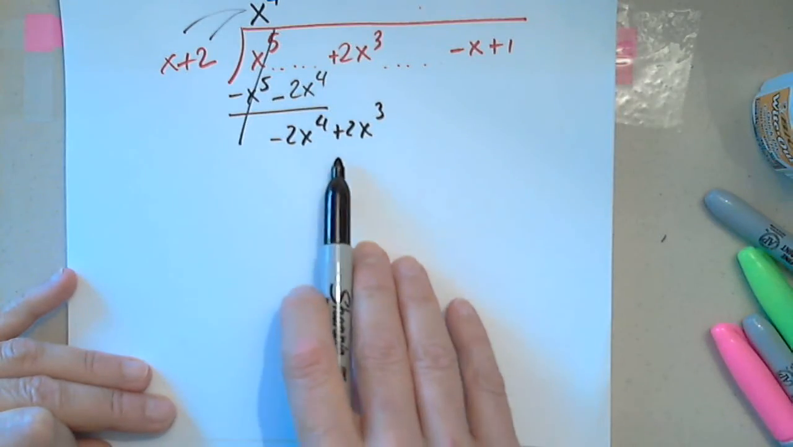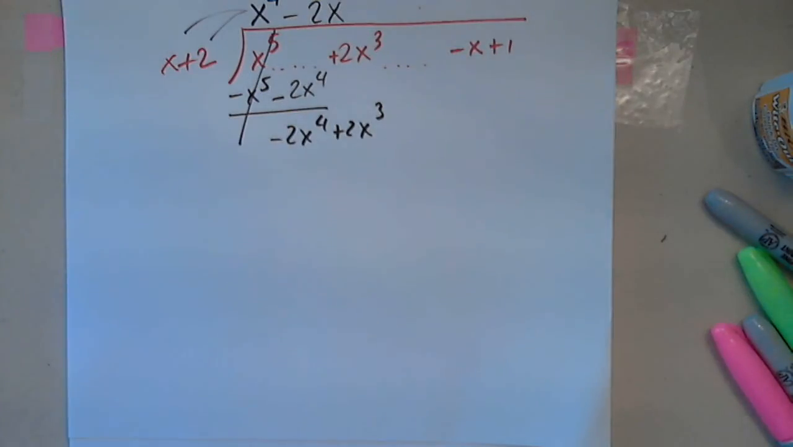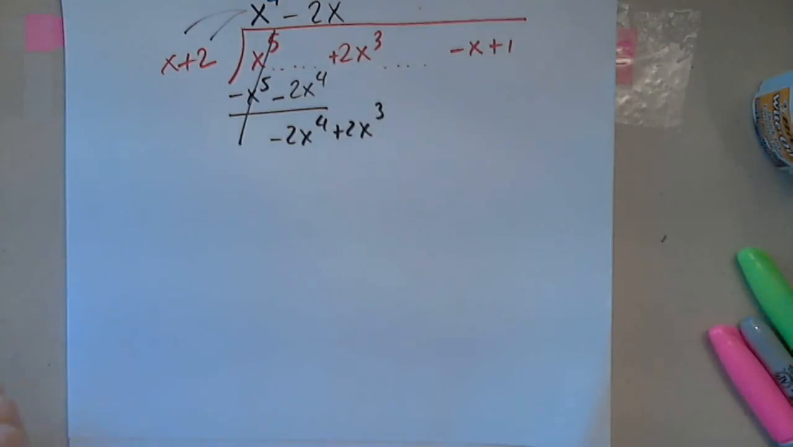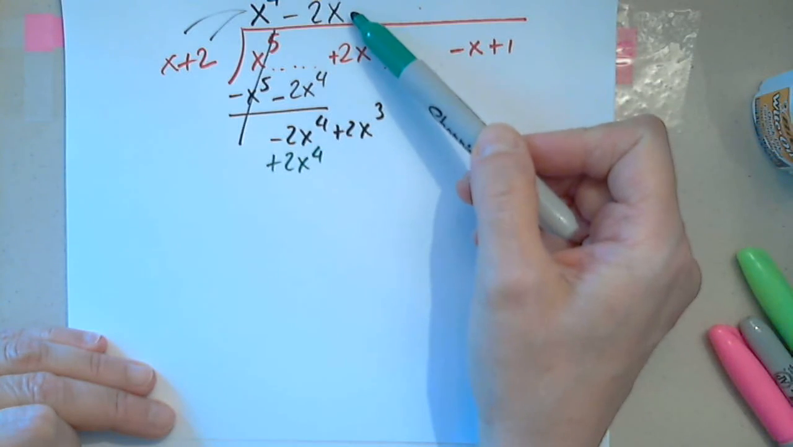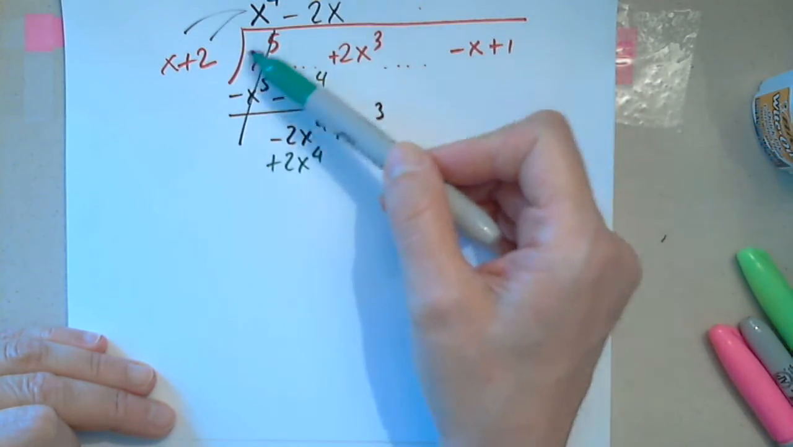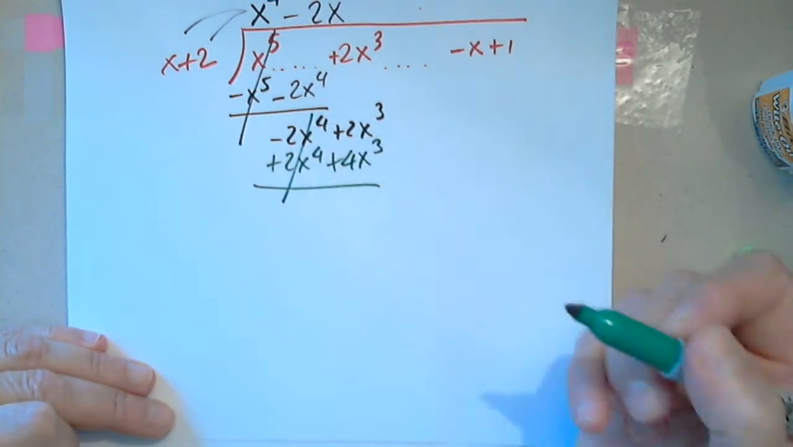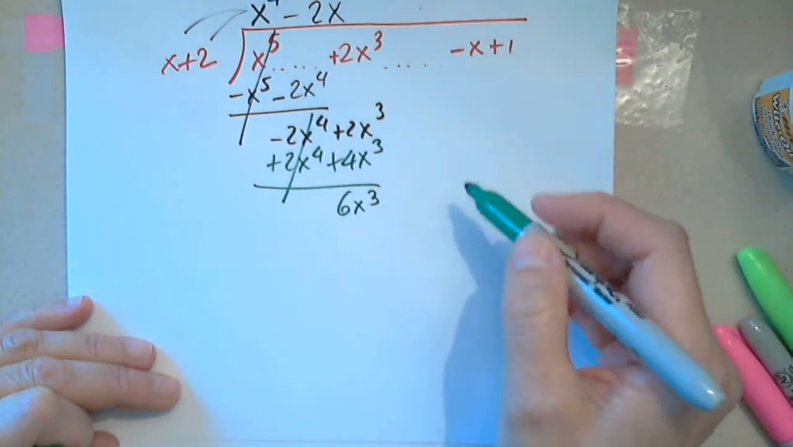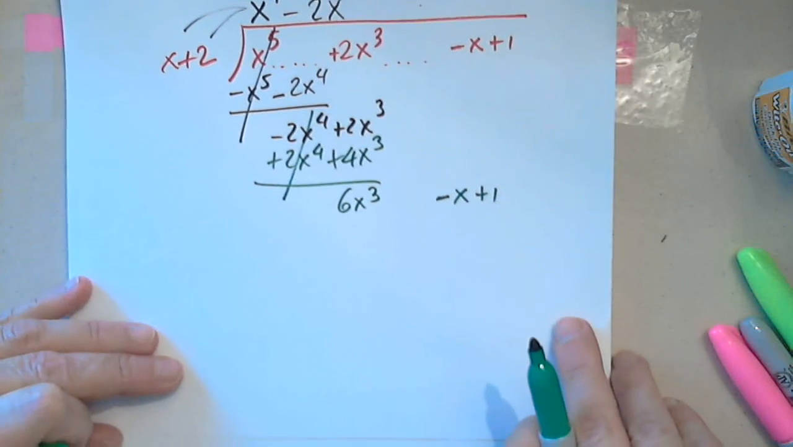x times negative 2x to the third is negative 2x to the fourth minus 2x to the third. Negative 2x to the third times x is negative 2x to the fourth, but positive. Negative 2x to the third times 2 is negative 4x to the third, positive 4x to the third. So then 6x cubed. There is nothing I can bring down so far, but you can, if you want, bring those down, but there is no need at this point.